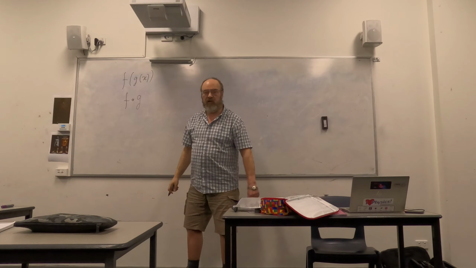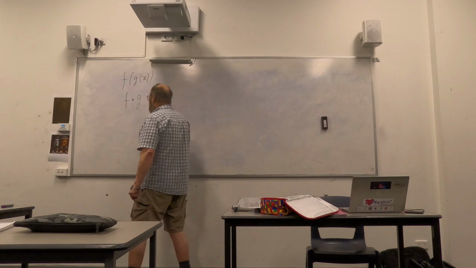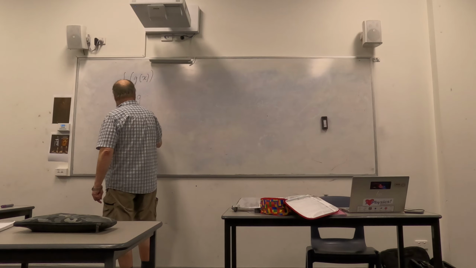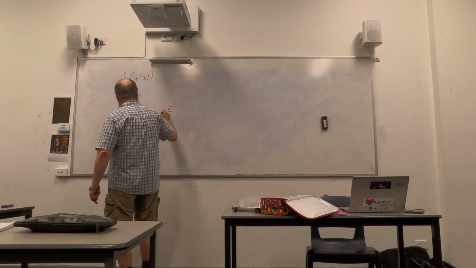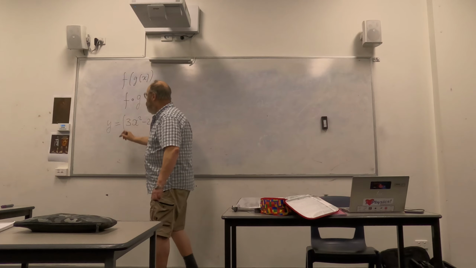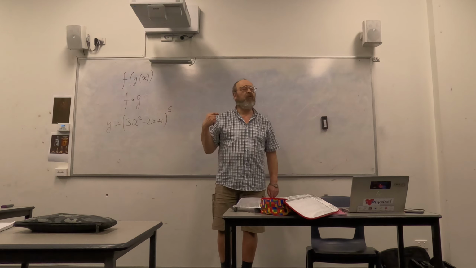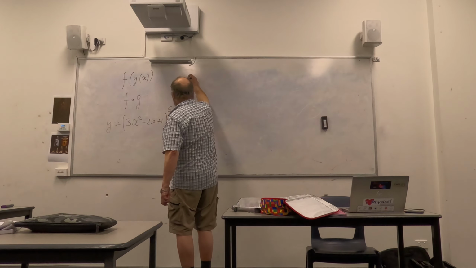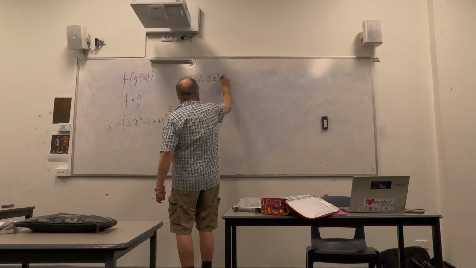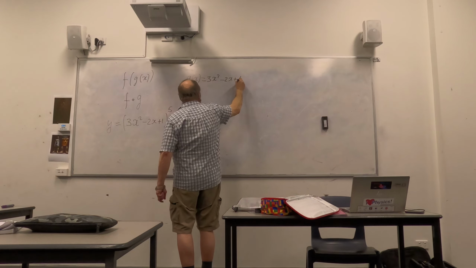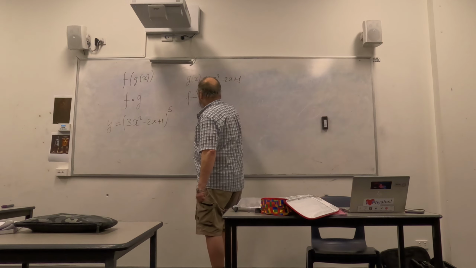Those are equivalent notations. Example, if we have 3x squared minus 2x plus 1, all in the power of 5. This is a composite function, because we have not one, we have two functions here. We have g of x equal to 3x squared minus 2x plus 1. And we have function f, which is equal to g in the power of 5.